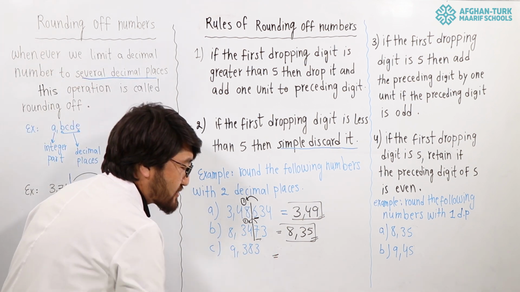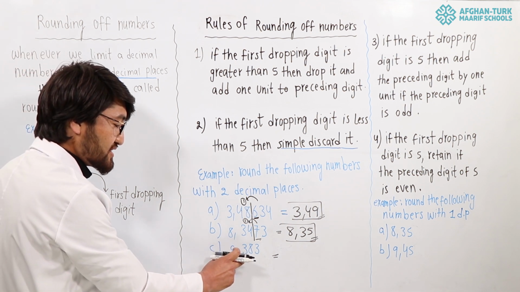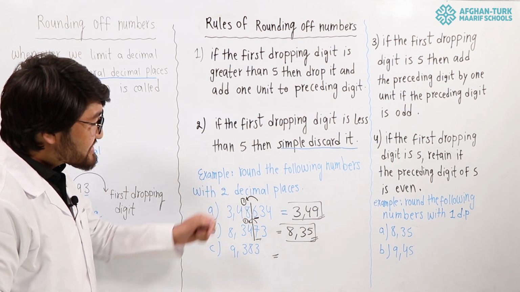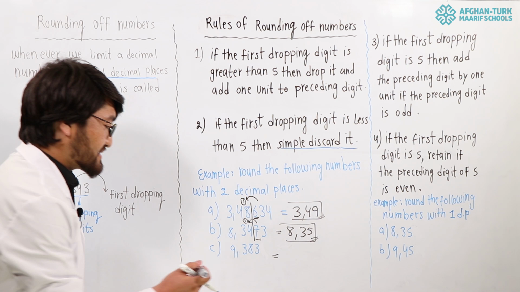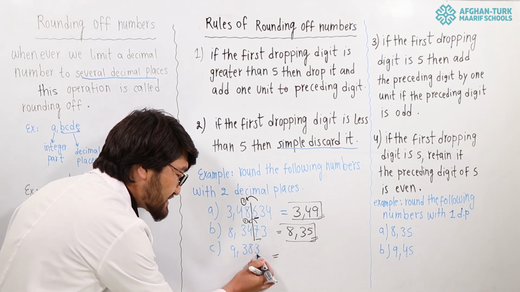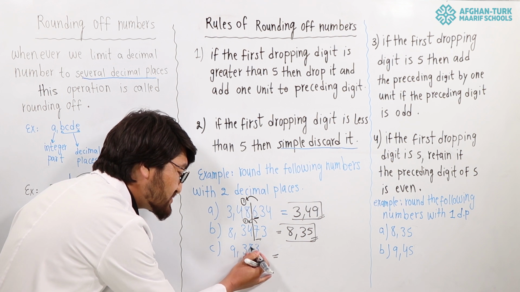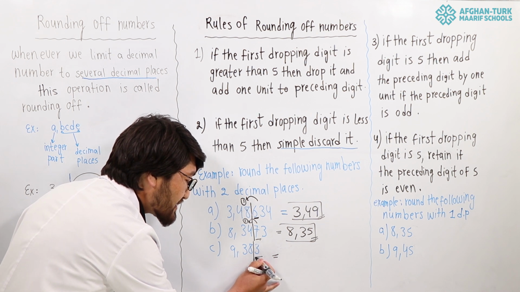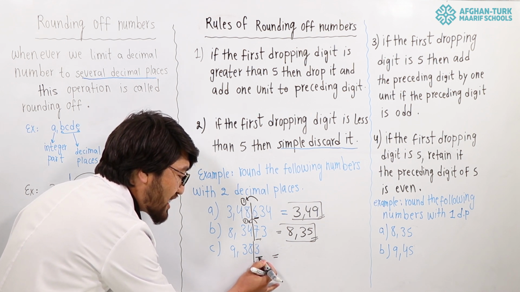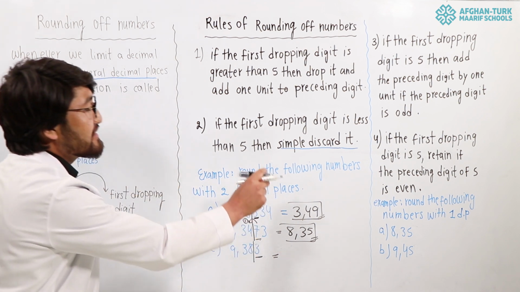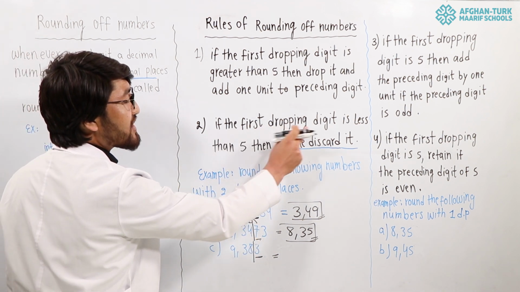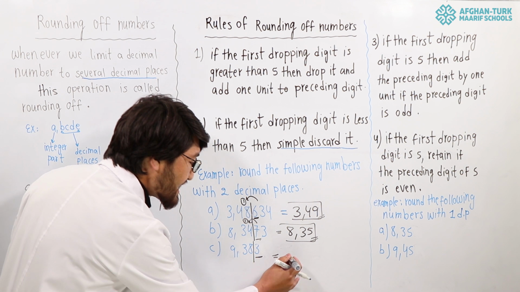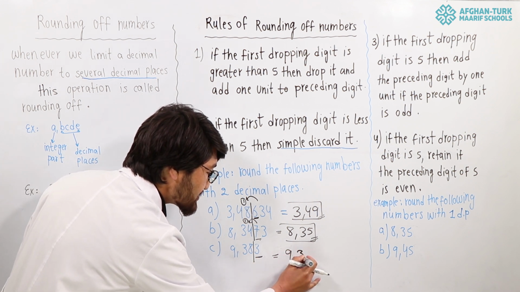Come to the next question. 9.383. We want to round this number. The question says remain 2 decimal places. Here we have 3 decimal places, but the question says remain 2 decimal places, 1, 2. And now we see the dropping digit. The dropping digit is less than 5. If the first dropping digit is less than 5, simply discard. It means we do not round. What's the answer? 9.38.